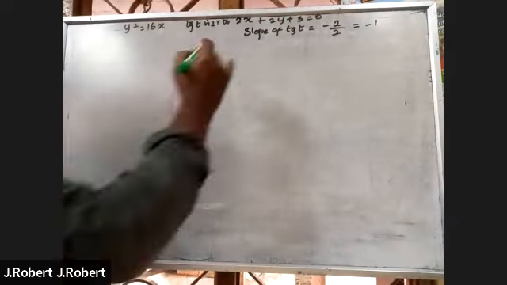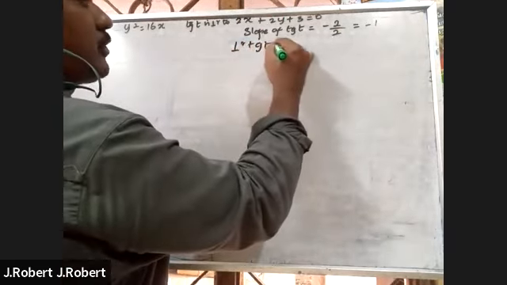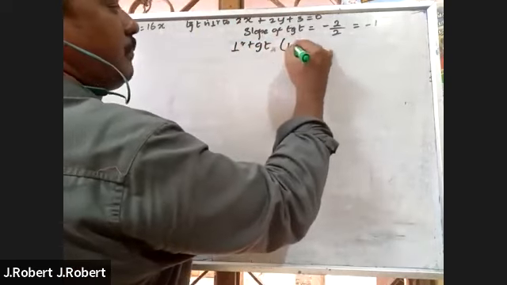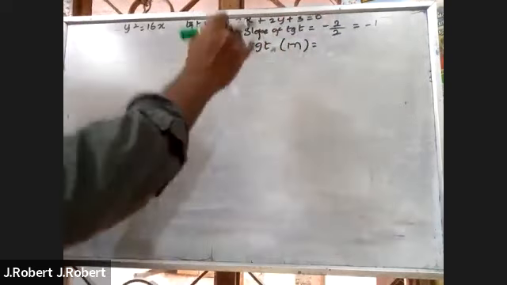I want the perpendicular tangent. The question is, you have to find out the perpendicular tangent. That slope is said to be m. So that is minus 1 by the slope of the given line.